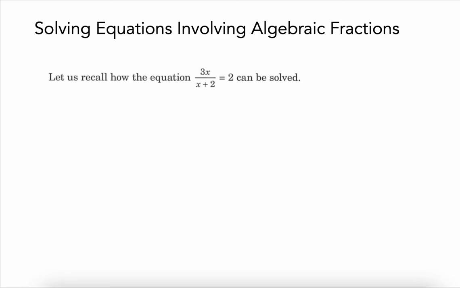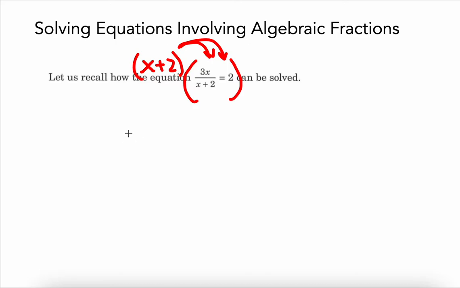If we had 3x divided by x plus 2 equals 2, you probably recall that when we worked with problems that had fractions, we usually took the denominator and multiplied the entire equation by that denominator so that we could cancel stuff out. So if we put parentheses around this entire equation and multiply it by the binomial x plus 2, which was the denominator here, let's see what happens when we distribute that binomial.